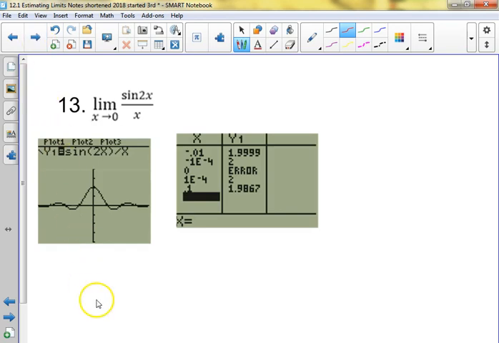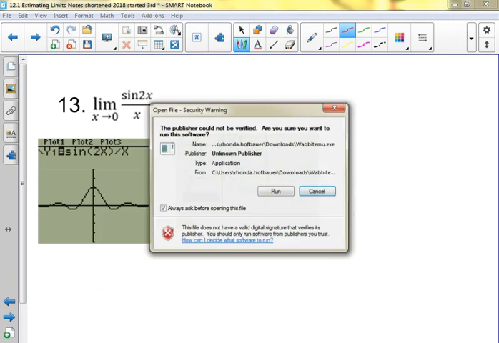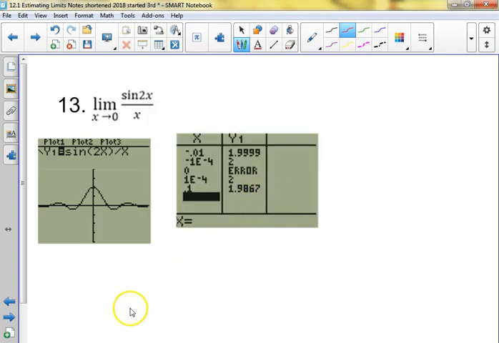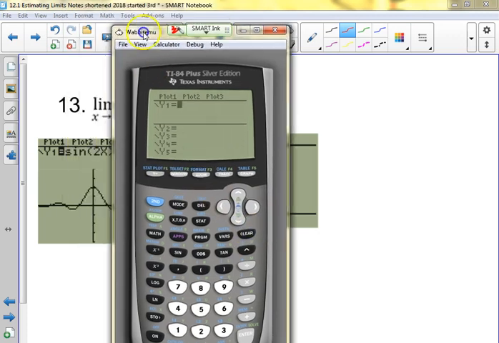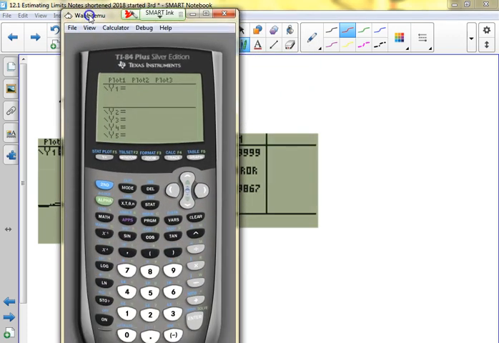All right, 13. This is a weird one. Do you want to try graphing this one, guys? Put your calculator in radian mode. So we have functions in radians, and it is the sine of 2x over x. How do you have to type that? Yeah, when the sine brings up a parenthesis, you want to put the 2x in there, then close parenthesis divided by x.